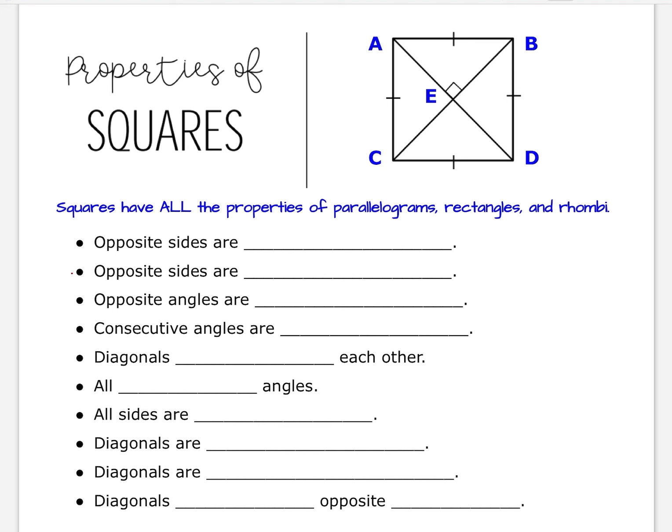In this video, we are going to talk about squares. Squares have all the properties of parallelograms, rectangles, and rhombi. And these are all listed down below. Let us start with the first one.